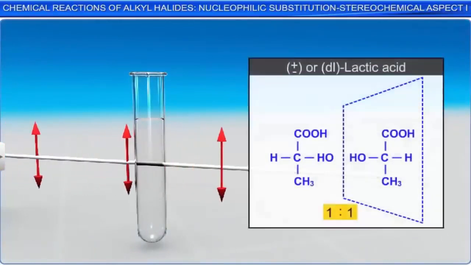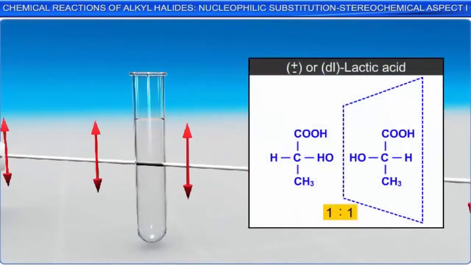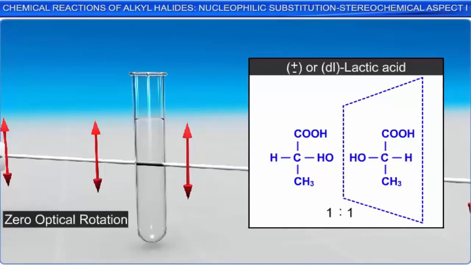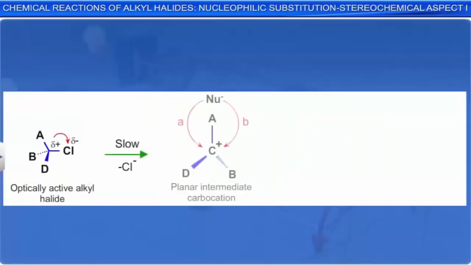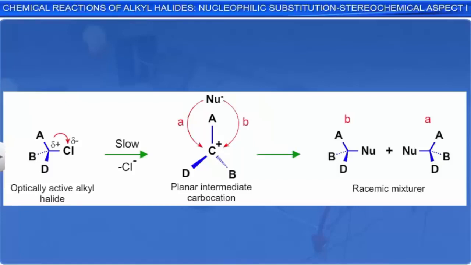If a mixture contains equimolar proportions of enantiomers, then it shows zero optical rotation. Such a mixture is known as racemic modification. A racemic mixture is represented with the symbol Dl or plus minus before the name of the compound. The process of the formation of an equimolar proportion of an enantiomeric mixture from an optically pure compound is known as racemisation.